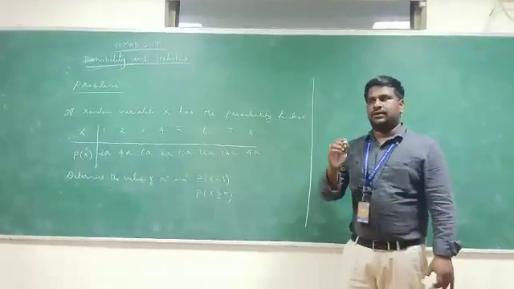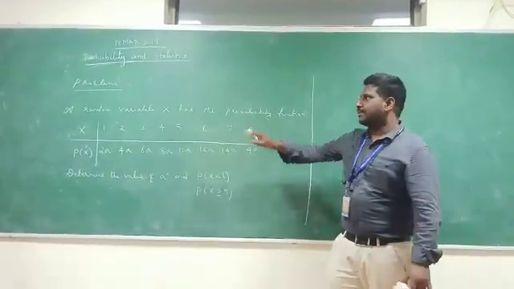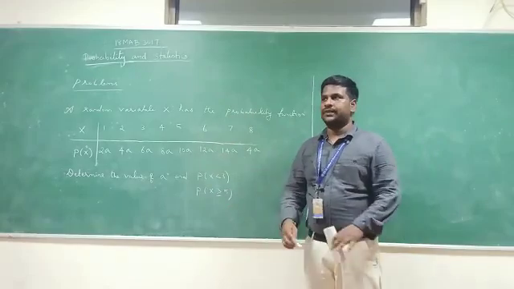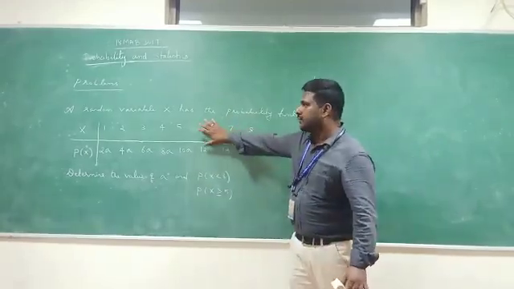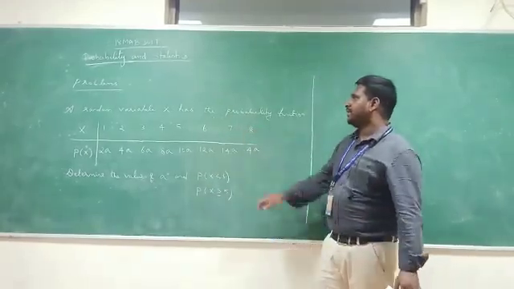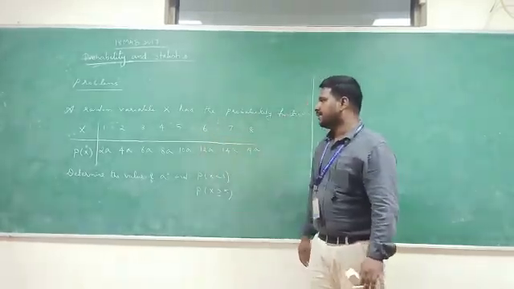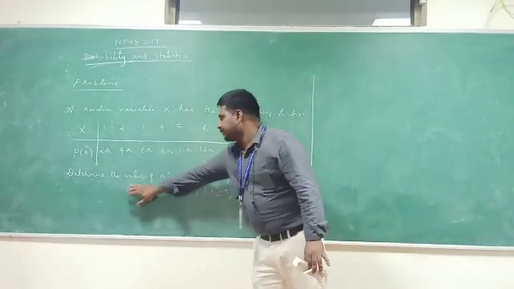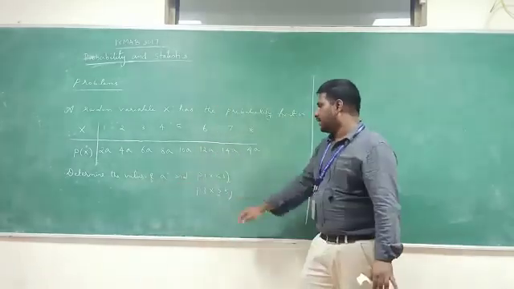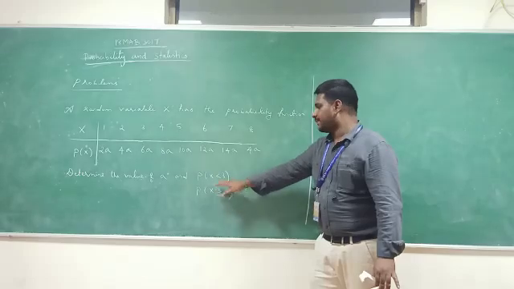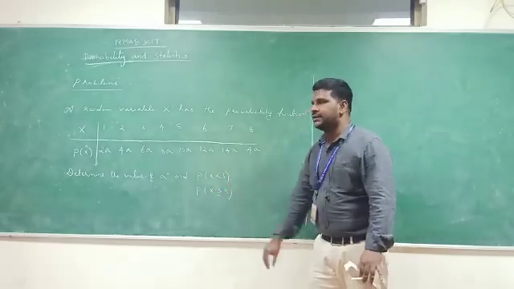So now we are going to discuss some of the problems for random variable. Here I have written one problem. A random variable x has the probability function that can be listed here. You should determine the value of a, and we have to find out the probability value of x less than 3 and x greater than or equal to 5.